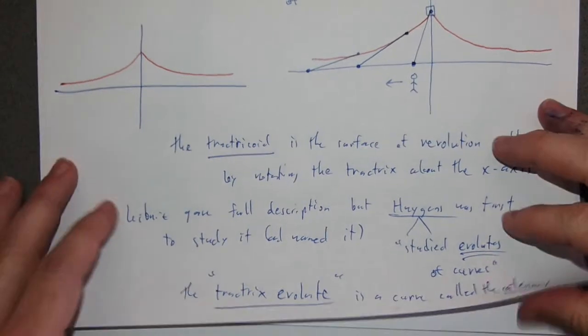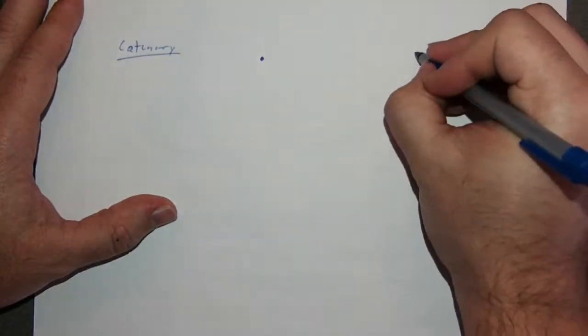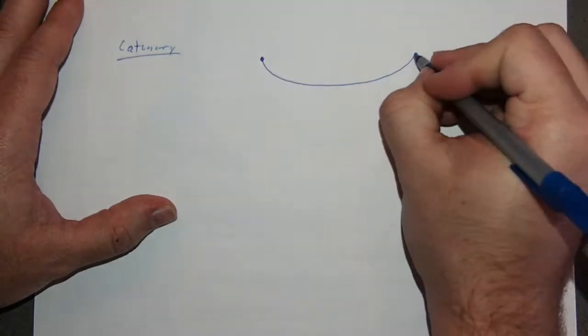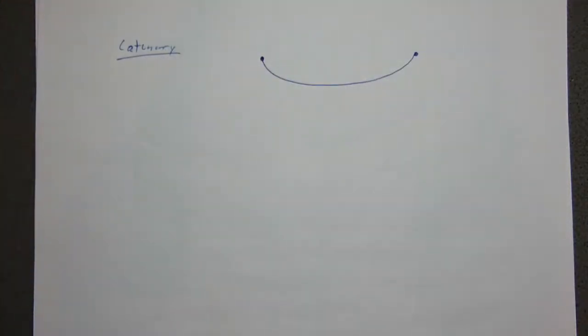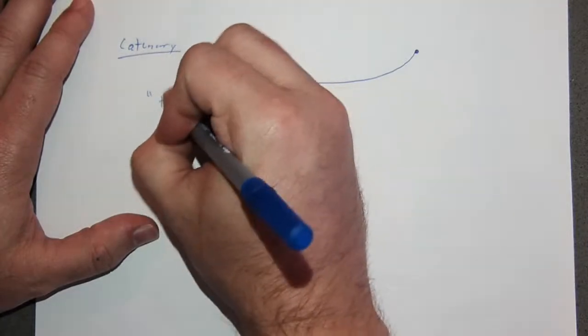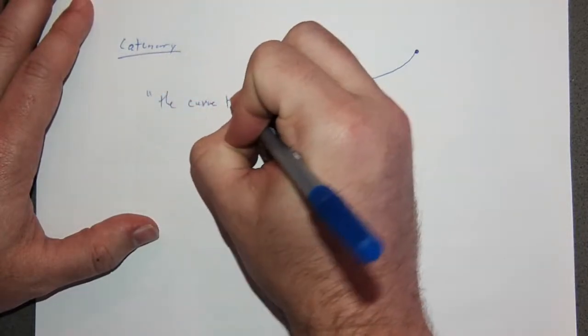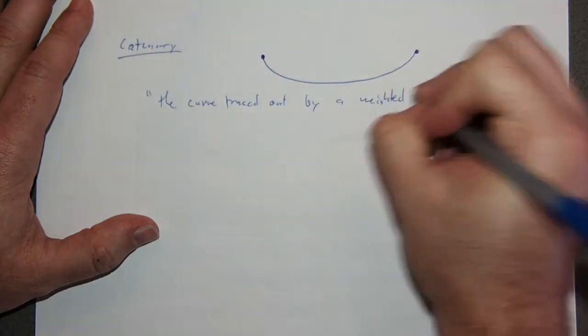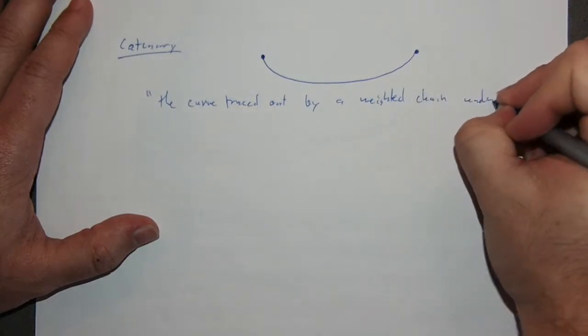So what is the catenary? Let's just include it, for completion's sake. What is this curve? You actually see this curve a lot and you don't even realize it. So it's not a cycloid. Okay, it kind of looks like this. That's maybe not the best way, but it should hang a little bit lower probably. What is this curve? It is the curve traced out by a weighted chain under the effect of gravity.